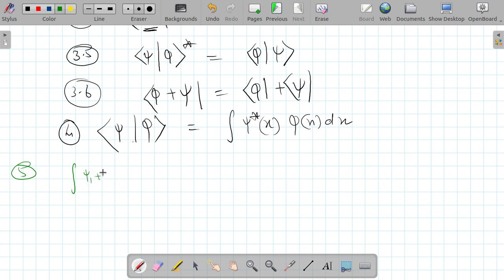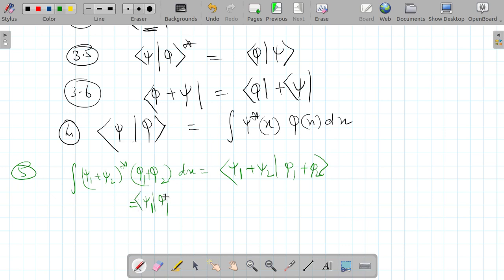And this integral of psi 1 plus psi 2 star, phi 1 plus phi 2 dx can be written as psi 1 plus psi 2 and phi 1 plus phi 2. And if I operate it, then it is psi 1 phi 1, plus psi 1 phi 2, plus psi 2 phi 1, this into this, plus psi 2 phi 2.